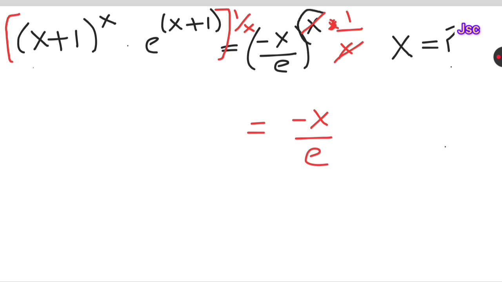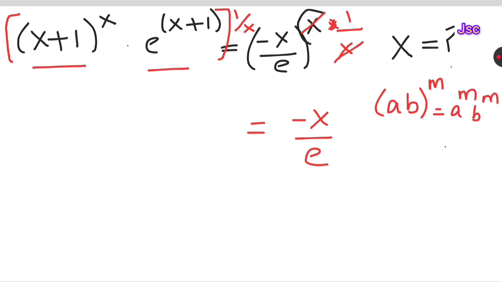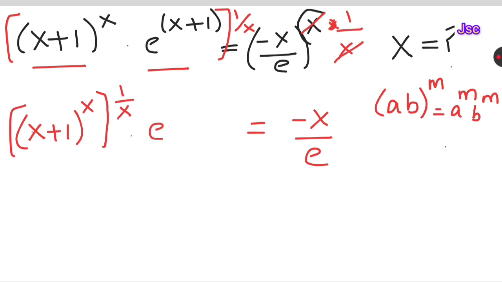in the form of (a times b) whole raised to the power of m. We can write this as a^m times b^m, so we can split it into two separate parts. The first part is (x+1)^x, this is the first part, whole raised to the power of 1 over x, times e^(x+1), whole raised to the power of 1 over x.